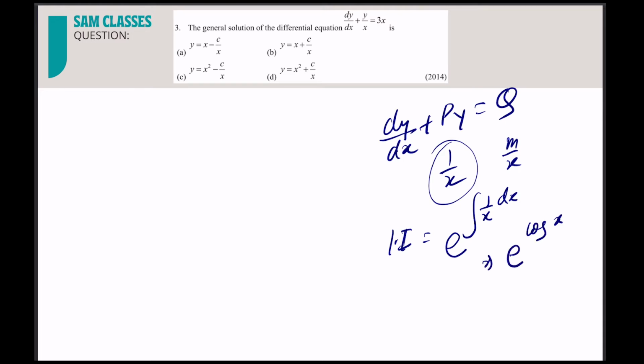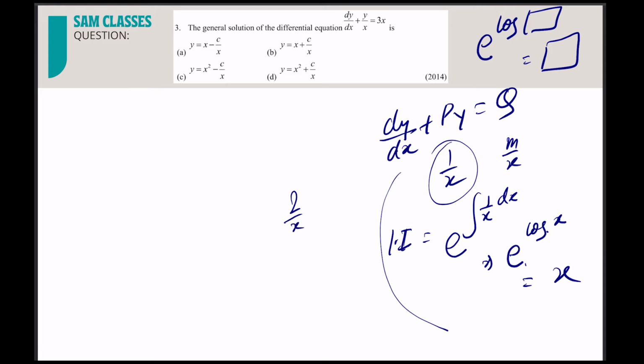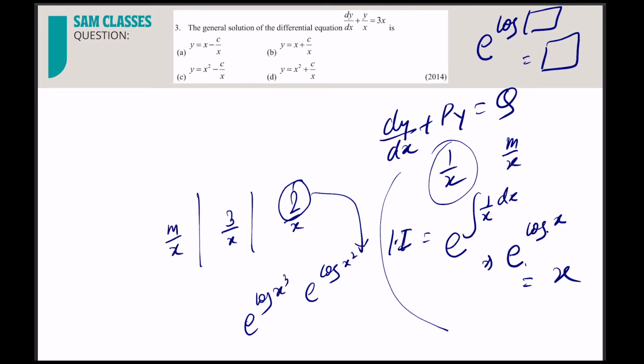Log x. Correct. Now e power log, I told you, e power log of elephant is equal to elephant only. So it will be x only, directly done. Next time whenever you get 1 by x, directly you can write x. Now if you get, let's say, 2 by x, it will be e power log x square, whatever is here will come as a power. If you get 3 by x, it will be e power log x cube. That's why we made a general formula: if you have m by x, you can write directly x power m. So this will be your integrating factor, and without doing much, you can say it in 1 second.